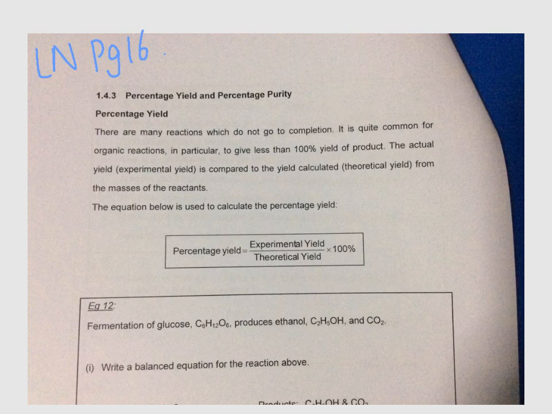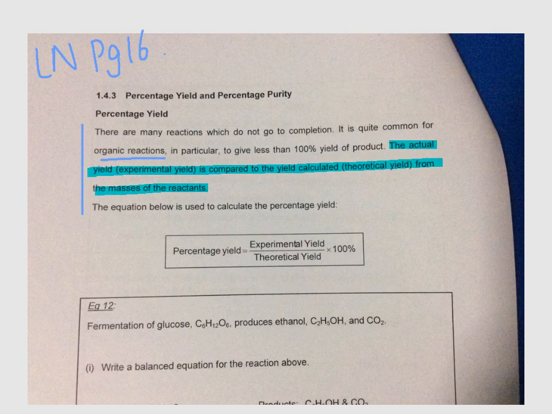If we look at the first paragraph of page 16 on percentage yield, you can see that there are many reactions that do not go to completion. It's actually common, especially for organic reactions. Now I want you to highlight this sentence over here, whereby the actual yield is compared to the yield calculated from the masses of the reactants. And the actual yield over here is the experimental yield that we are talking about.